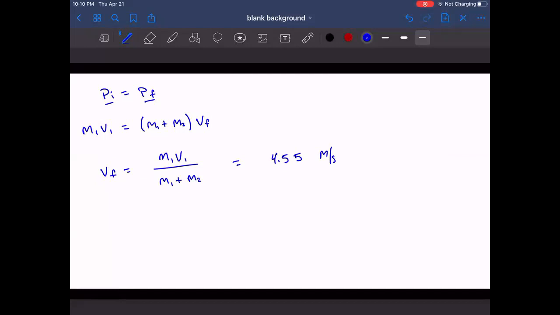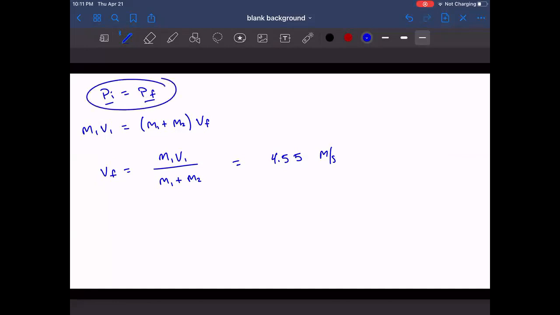Great. I think that's what I did before. So we just calculated this. This is the only way to find the velocity. And you're just saying momentum is conserved.